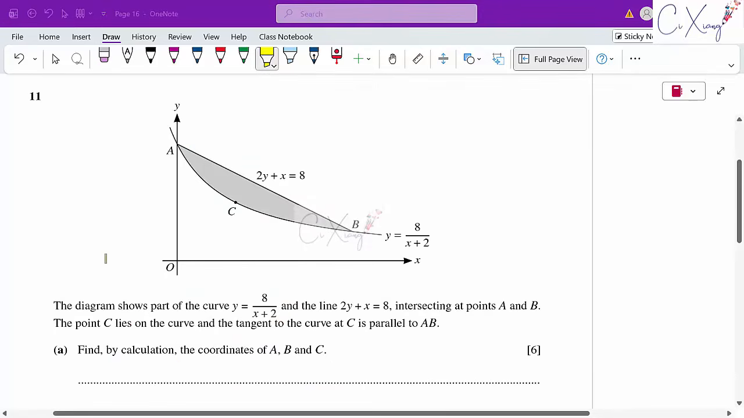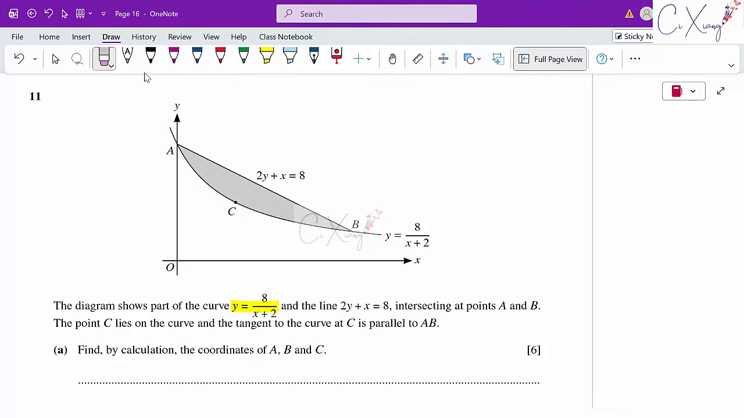Right, so question 11, which is the last question for this paper. We are having a diagram, right? And they give us two equations here. We are having a curve. So I think you should know that the curve belongs to this particular curve here, right? And then you're having a linear line, 2y plus x equals 8, intersecting at point A and B. Then point C lies on the curve, and also the tangent to the curve at C is parallel to AB. Find by calculation the coordinate for A, B, and C first. All right, so let's have a look for point A, point B, and also point C.